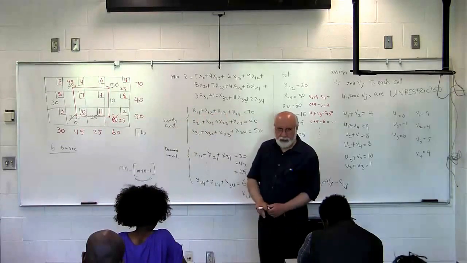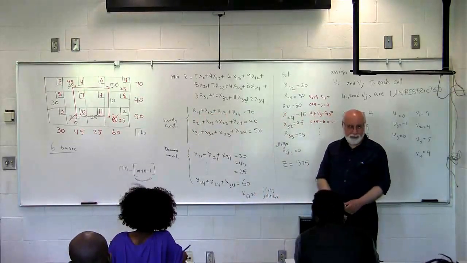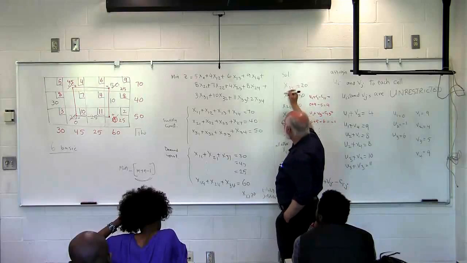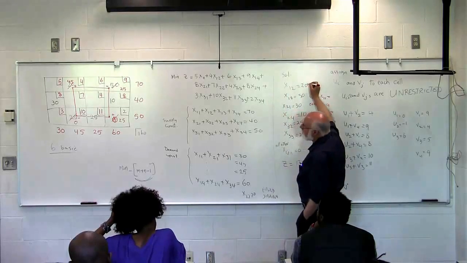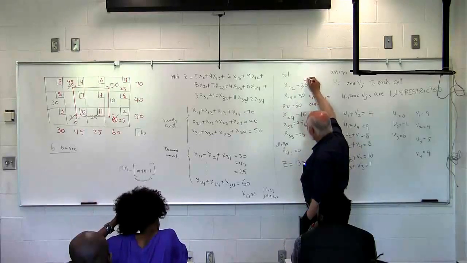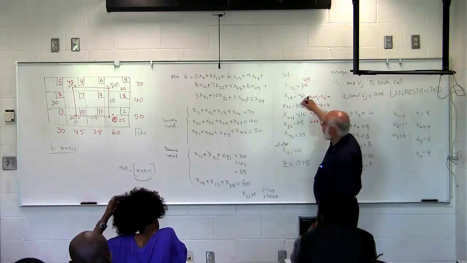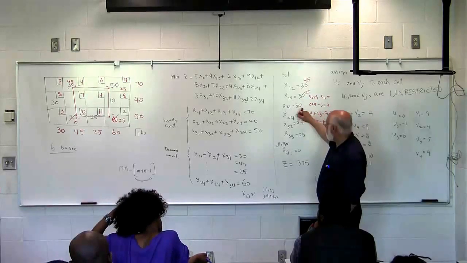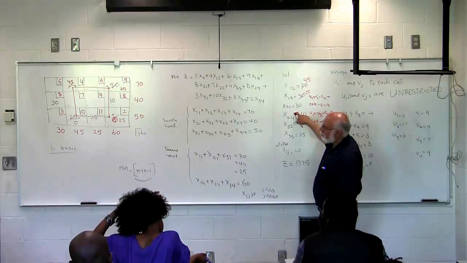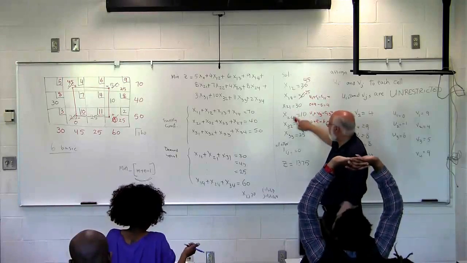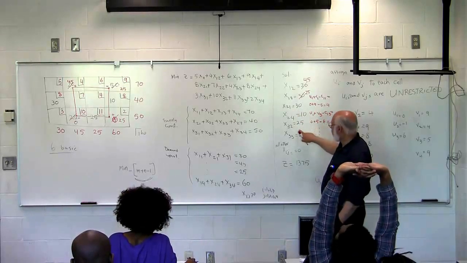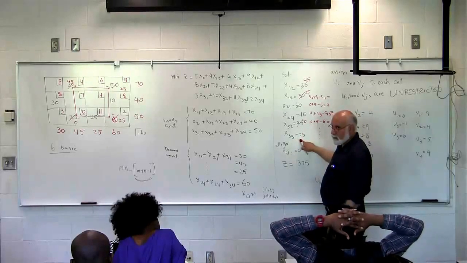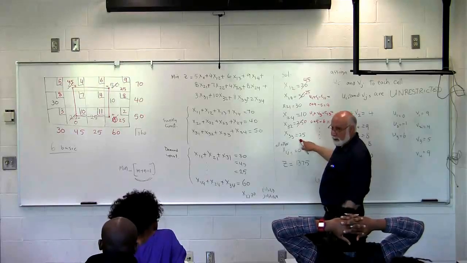So, what is my new solution? Let's see if you can tell me what the new solution is. The new solution is 45, x14, 25, x 30, remains 30, remains 10, zero. This becomes zero. That remains 25.